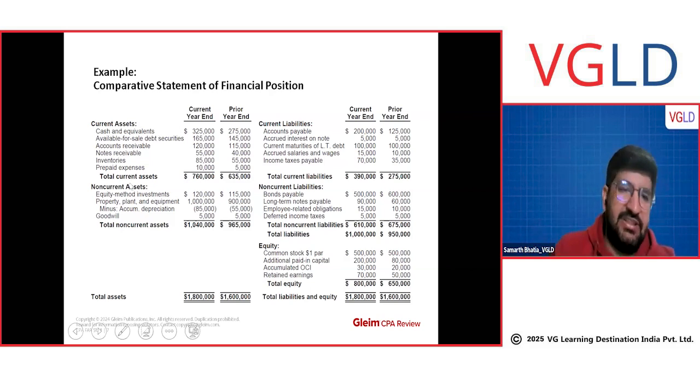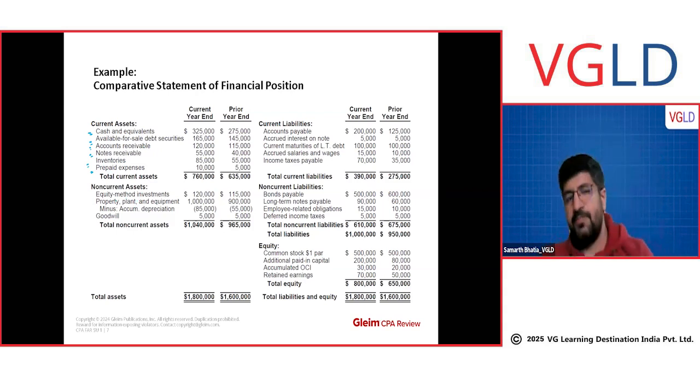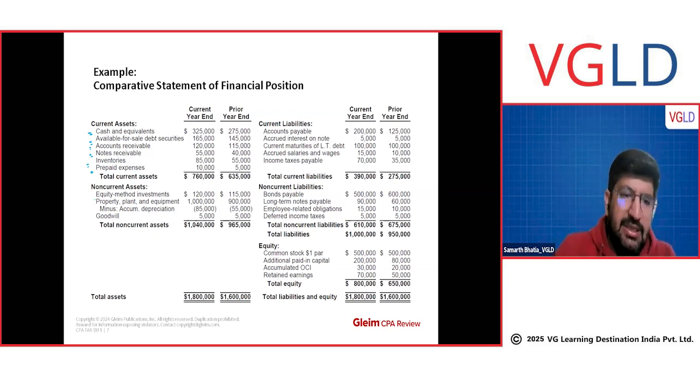In the current assets, we have the cash balance, available for sale debt securities, the AR balance, which is the same as debtors, a note receivable, the inventory, same as stock, prepaid expenses, and the total current assets. In the non-current assets, we have any equity method investment, which is an investment for the long term. We'll discuss it afterwards. What is an equity method investment? Then we have PPE, property, plant, and equipment. We subtract the accumulated depreciation. We have goodwill, and the total non-current assets. So when we add current assets and non-current assets, we get total assets of $1.8 million.